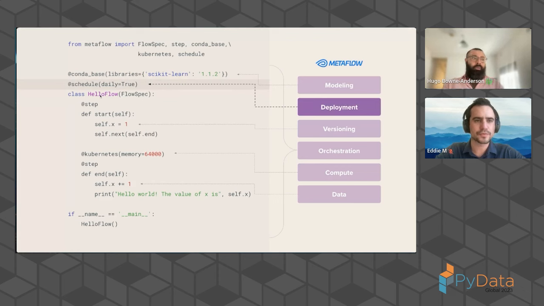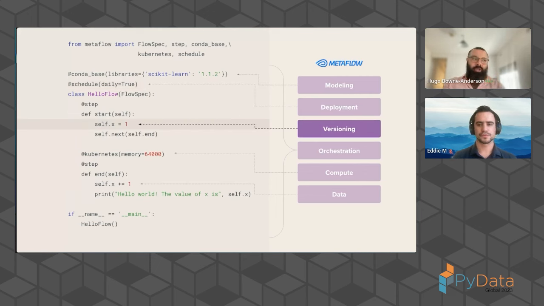In terms of deployment, I'm specifying here that I want this thing to execute daily, essentially. I can also schedule it so that it runs whenever data is updated in an S3 bucket, for example, or whenever another flow finishes. So were this an inference or prediction flow, I could have it be triggered by a training flow. And we'll see examples of that today as well.